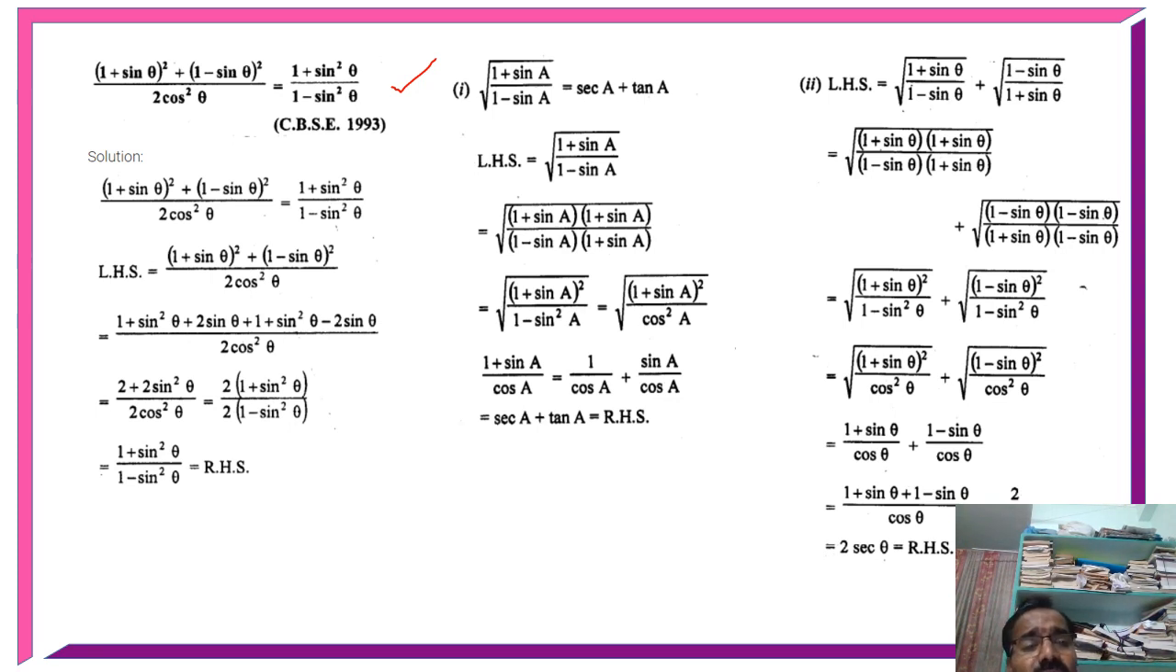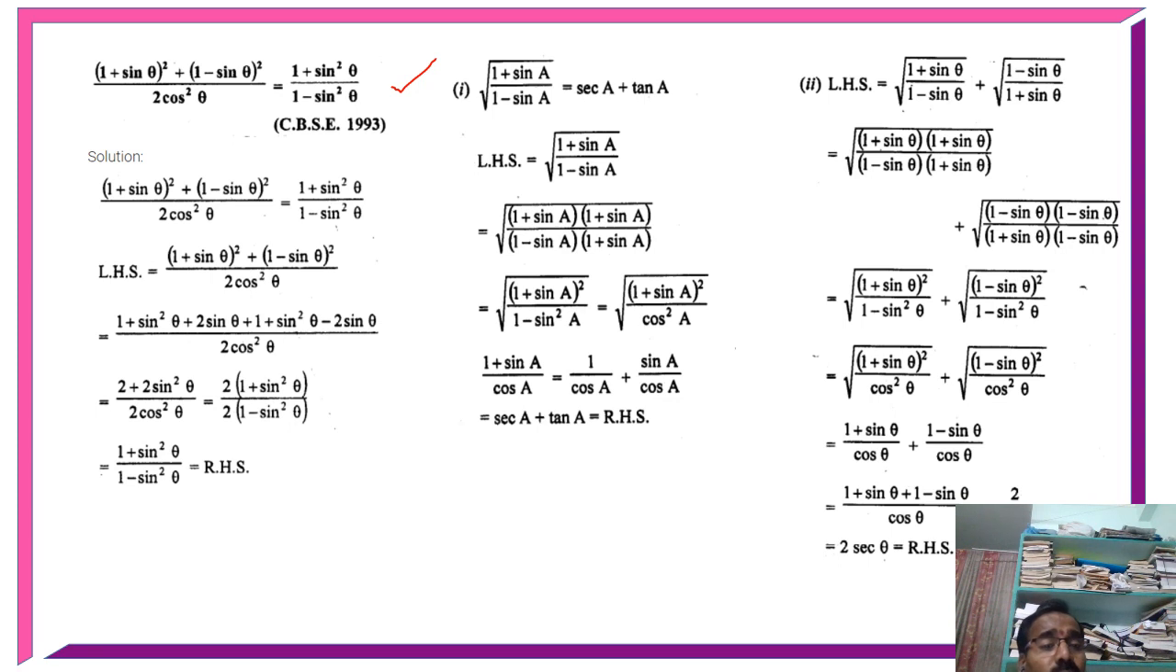It is in the form of (a+b)², (a−b)². So what is (a+b)²? Expand: a² + b² + 2ab. And (a−b)² is a² + b² − 2ab. So 1² is 1, plus sin²θ, plus 2 into 1 into sin θ, plus 1, plus sin²θ, minus 2 sin θ.